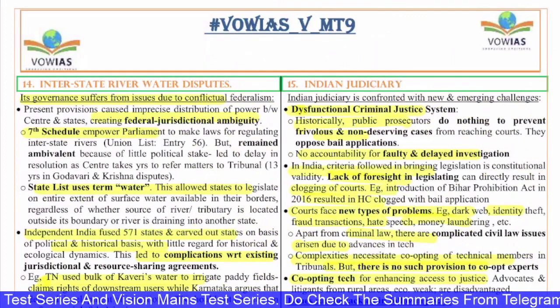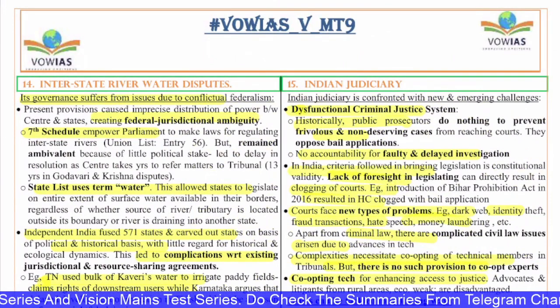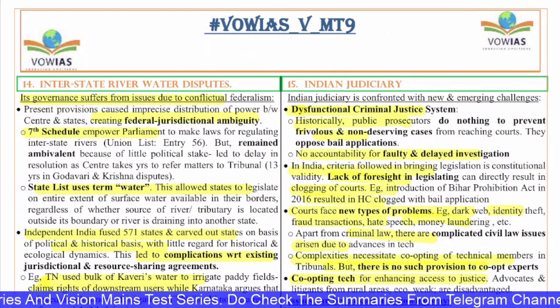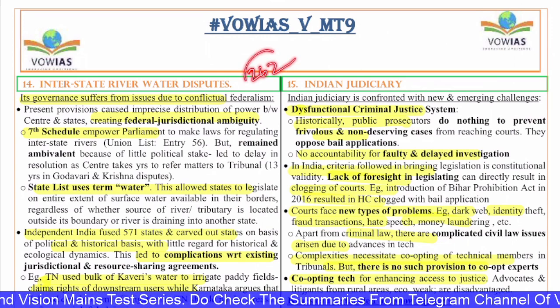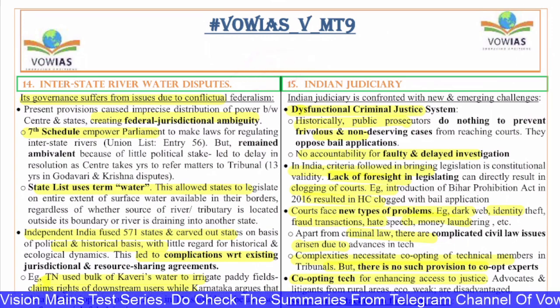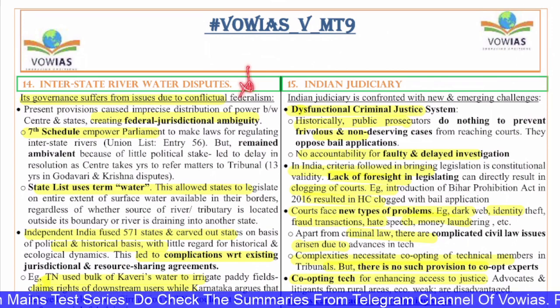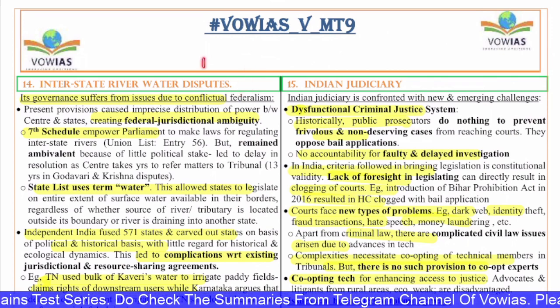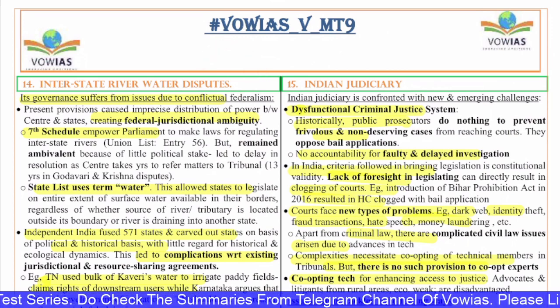After this, the 14th question is on the interstate river water disputes. The interstate river water disputes, you can say, are governed by Article 262. So just write that directly. So the governance suffers from issues due to conflictual federalism, and the interstate river water disputes are one of the major contributors to the conflicts between the states.